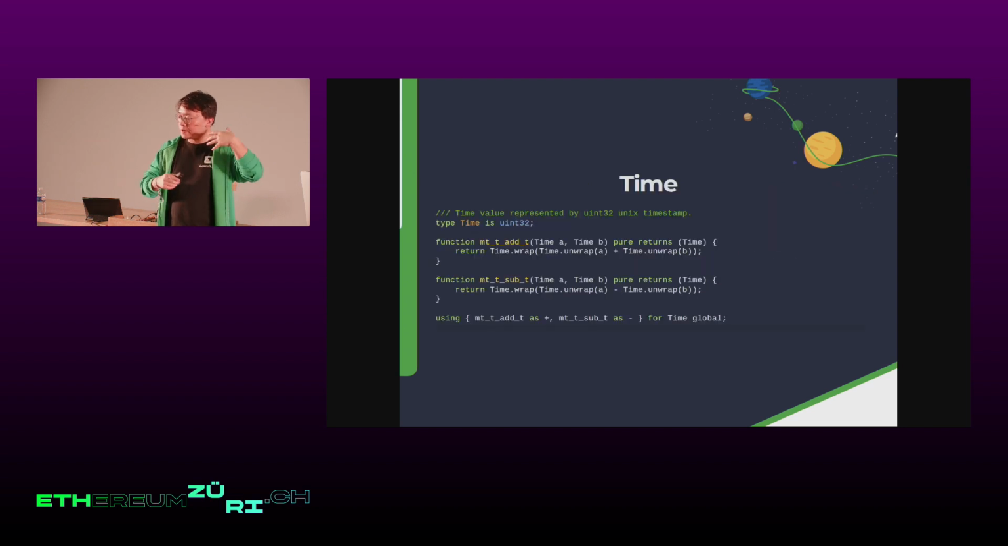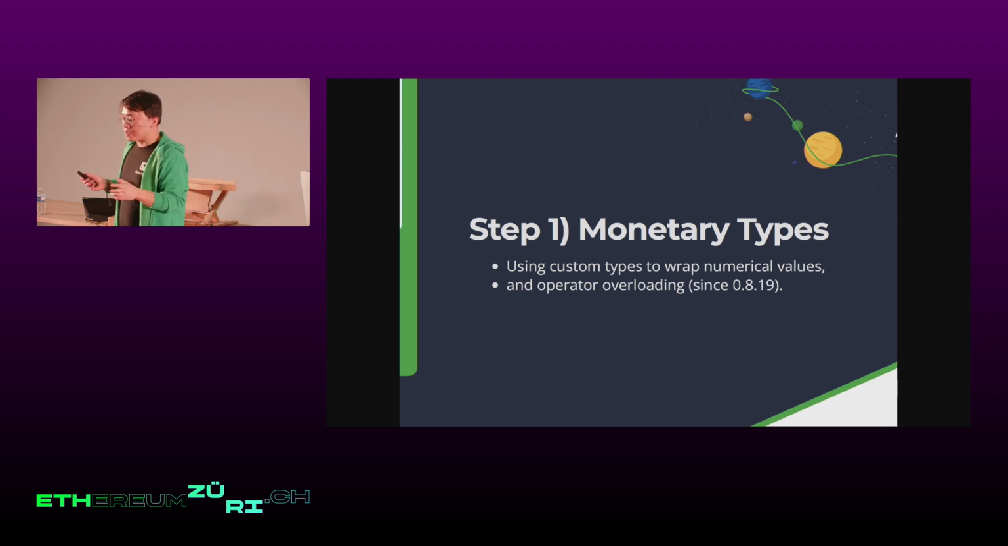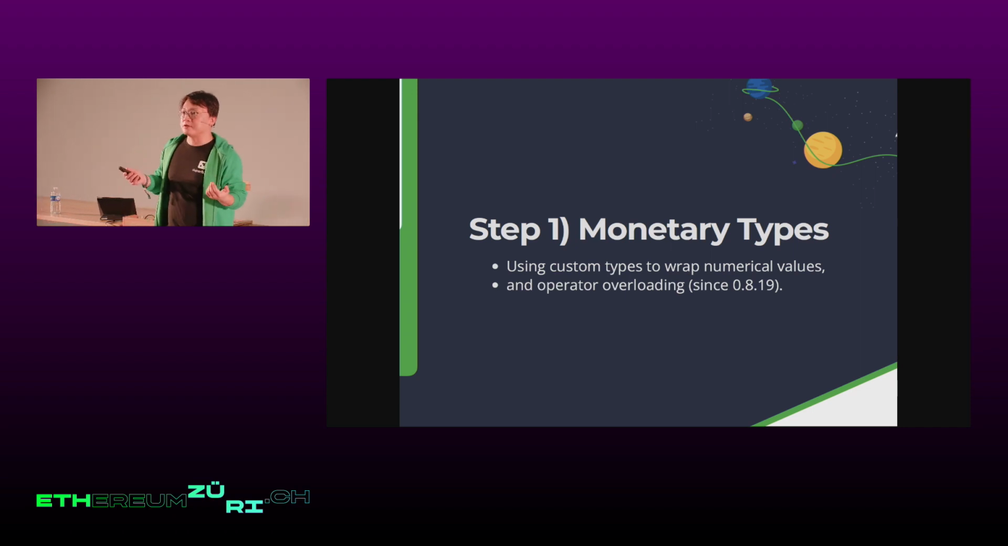There's something called custom types already in Solidity. I don't know if you start to use it or not, right? So this is what you can use for wrapping numerical types. And from 8.19, there is something called operator overloading also. So you can actually make it more convenient to use by using that. So let's see an example, right?